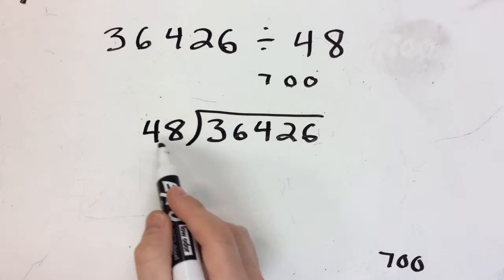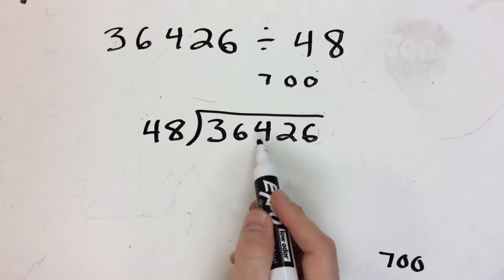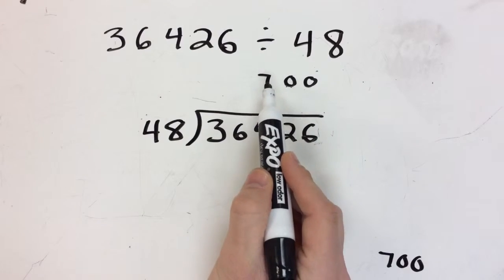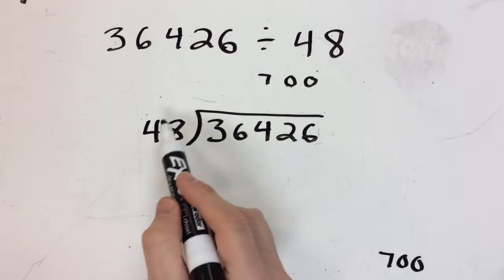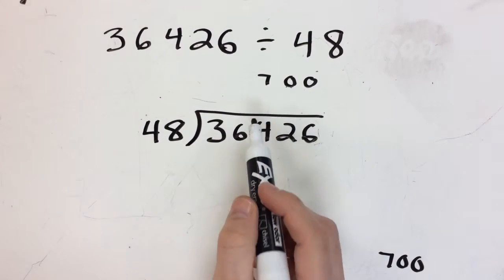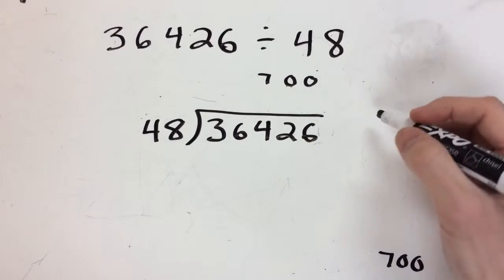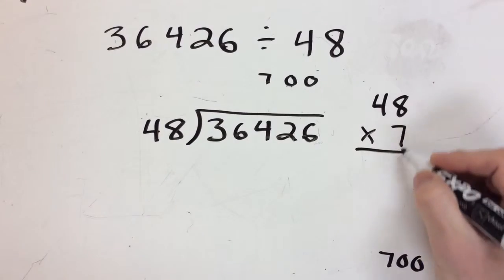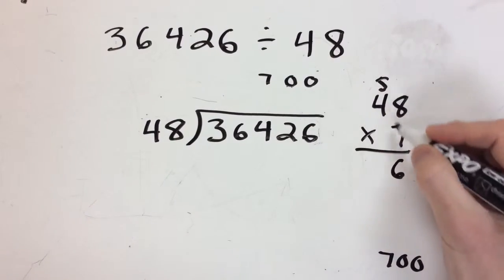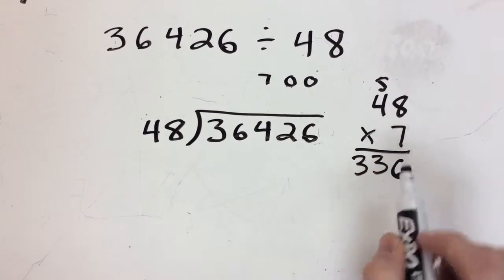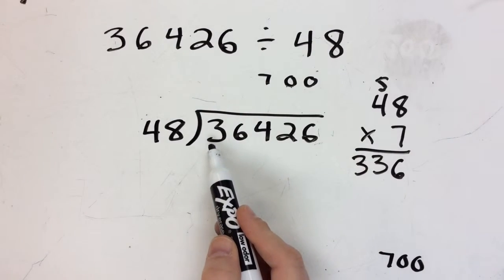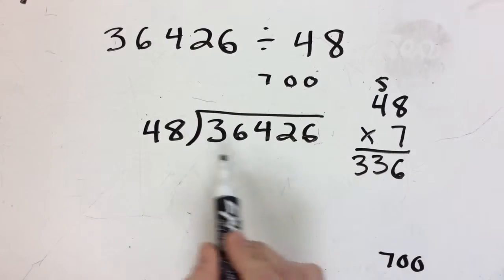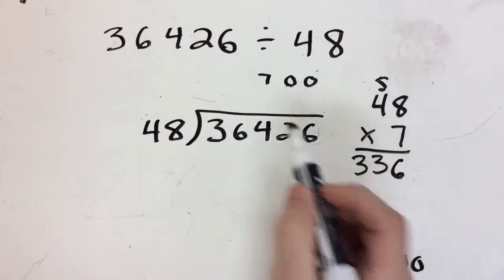So, one of the hardest parts of a long division problem is the first step. Figuring out how many times does 48 go into 364. Well, this estimation gives us a good starting point. It's probably around 7. So that's going to be my first attempt. I'm going to try 48 times 7. That's 336. That's less than 364, and I can tell that I cannot fit another 48 inside, so that's it.